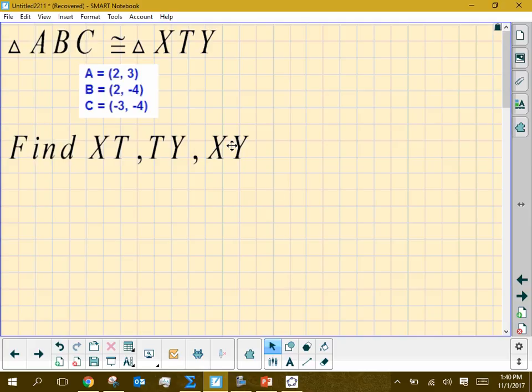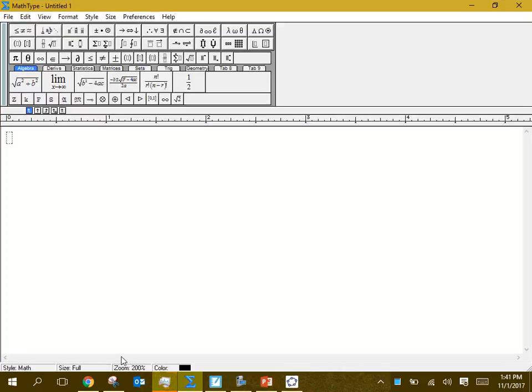So question 23 wrote out, said, triangle ABC is congruent to triangle XTY, or whatever letters they use. And then they gave you coordinates for A, B, and C. All right? And then they asked you to find XT, TY, and XY. And we look at that, and every time you think of coordinates, or they provide you coordinates, this is what you want to think about.